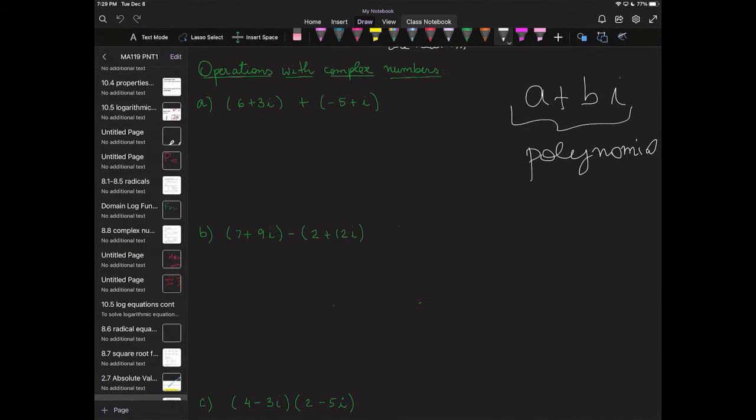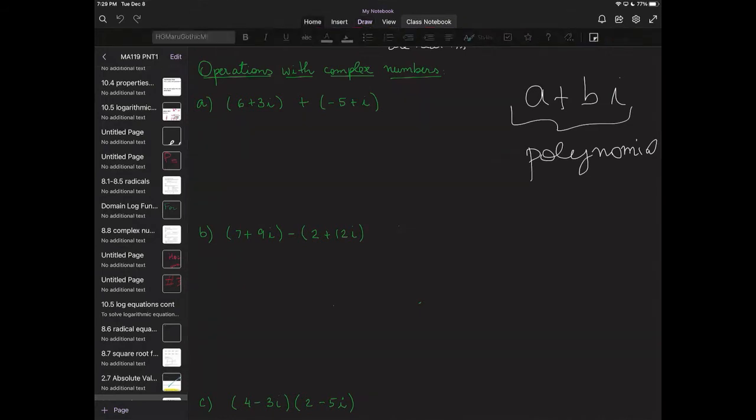If you are adding polynomials, you combine like terms. For complex numbers, you also combine like terms. The same thing goes for subtraction. For multiplication, you first distribute and then combine like terms. For division, though, we use something that we did before with square roots, which is conjugates, and we're going to cover that soon as well.